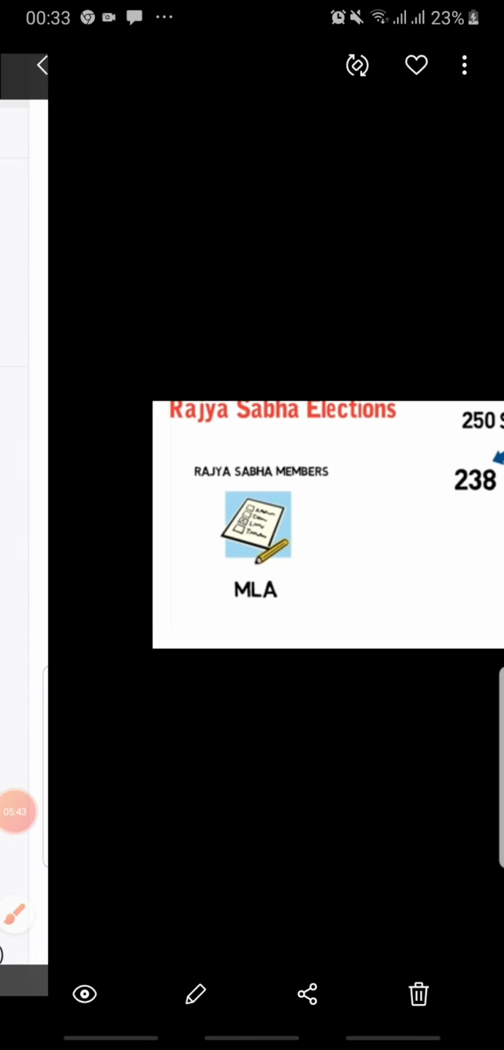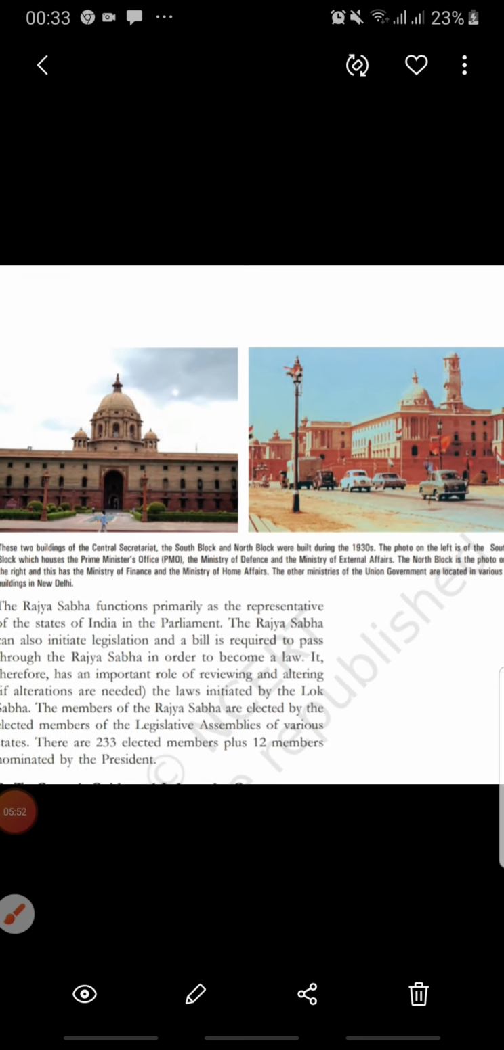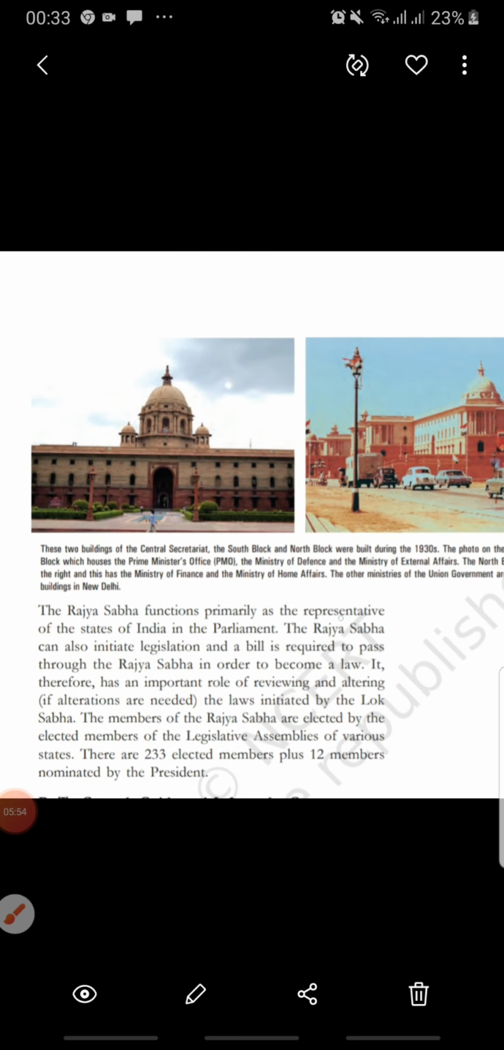So now next, let's come to Rajya Sabha. Another body, Rajya Sabha, functions as the representative of the Indian states in the parliament. It has the power to initiate legislation. A bill has to be passed in the Rajya Sabha so that it can become a law. Hence it plays a great role in altering and reviewing the laws that the Lok Sabha passed. The Legislative Assemblies of different states elect the members of Rajya Sabha.